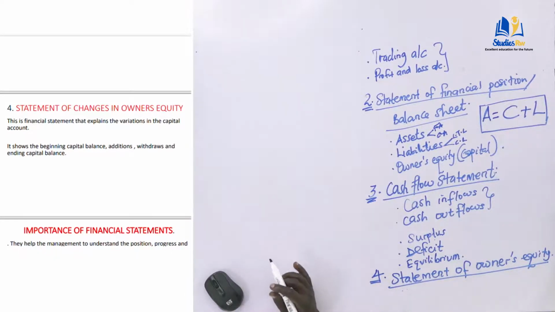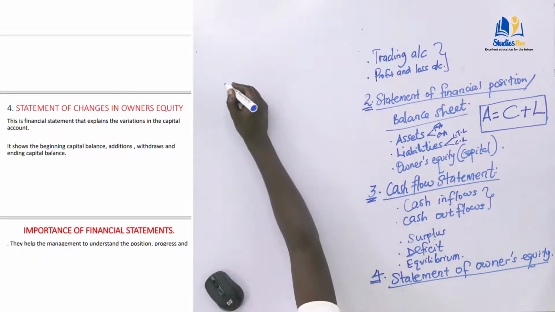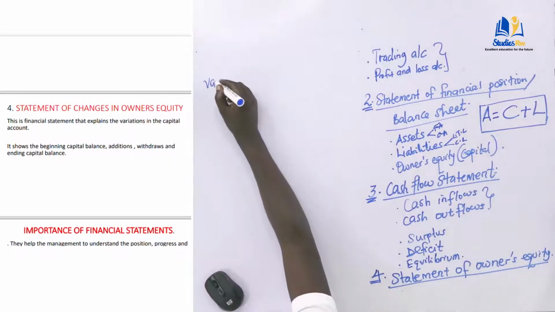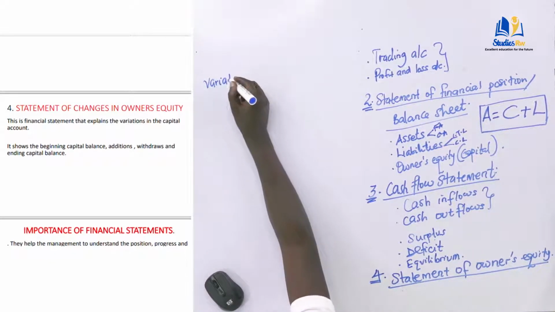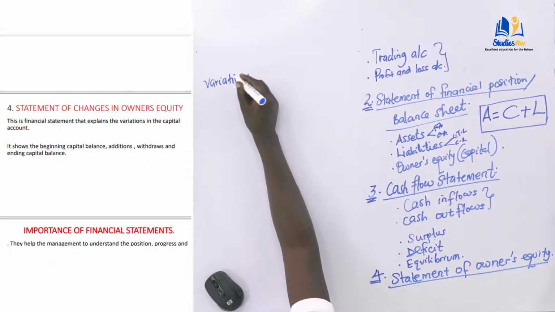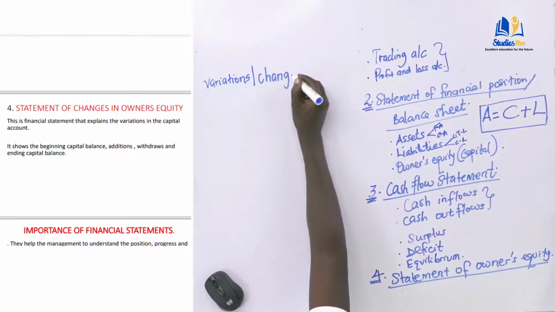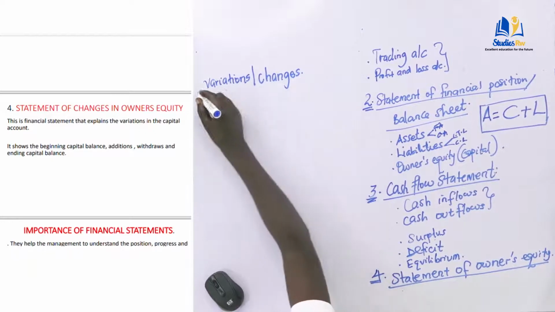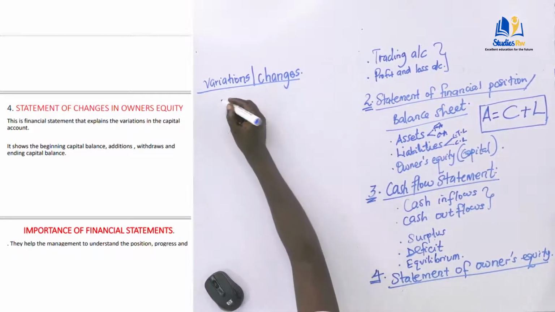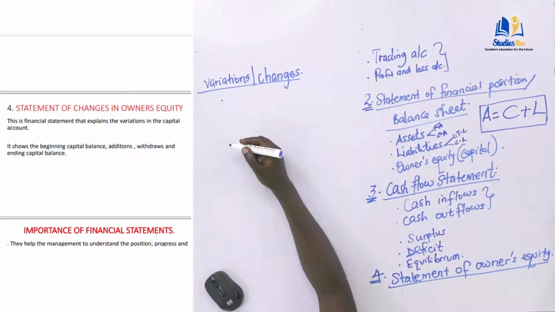So now what does this one deal with? If you read from our screen, you can check. It is a financial statement that explains variations in the capital account. When you talk about variations, these are changes. And what are these changes? These take place in the capital account.